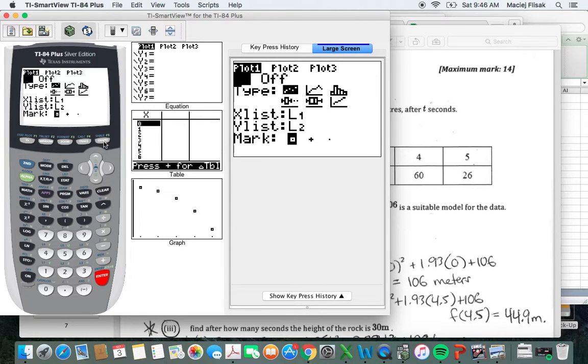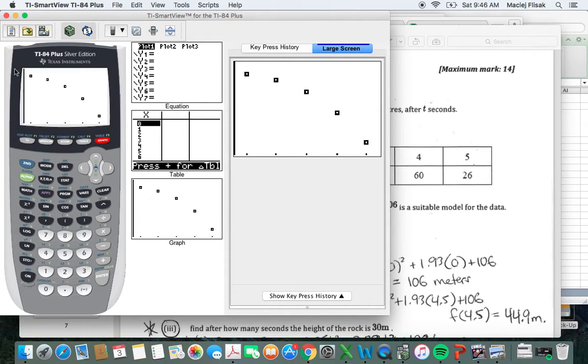Now I'm going to press graph again. Wow, amazing. There it is. All right. It's right there. I see it. It's plotted my points. Since I turned on stat plot, it showed me my points. One thing you might have here is you might not see all the points. So let me show you something.